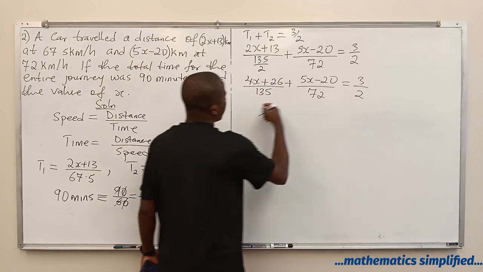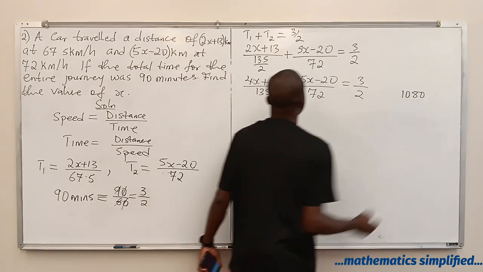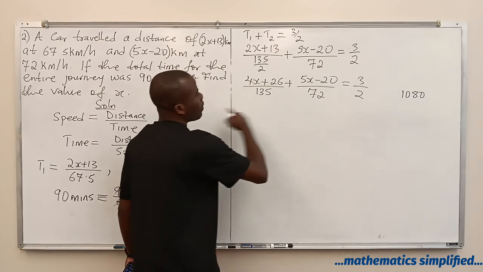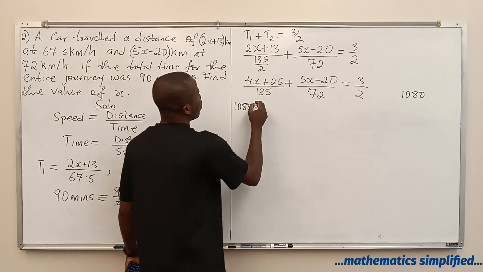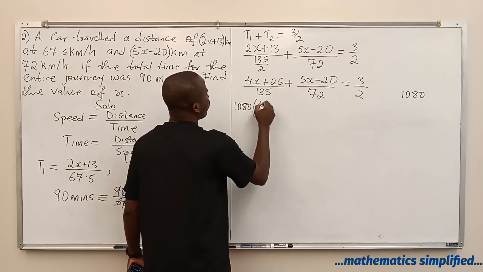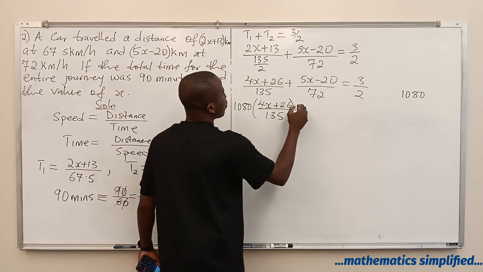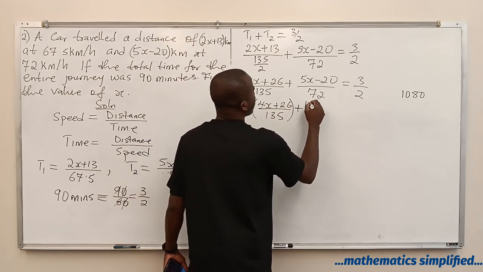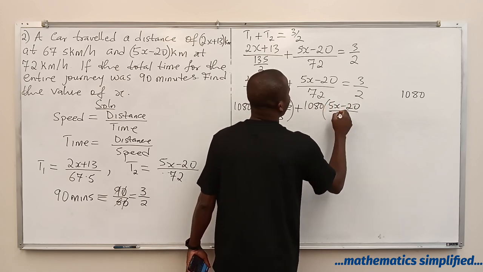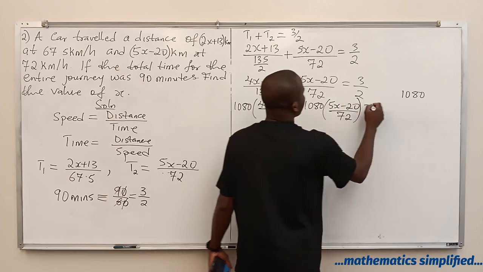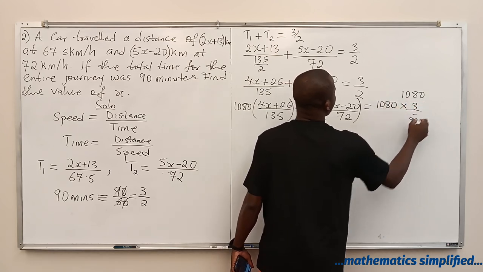The LCM between these three is 1080. And so we are going to multiply through by 1080. So 1080 multiply 4x plus 26 over 135, plus 1080 multiply 5x minus 20 over 72, equals 1080 multiply 3 over 2.